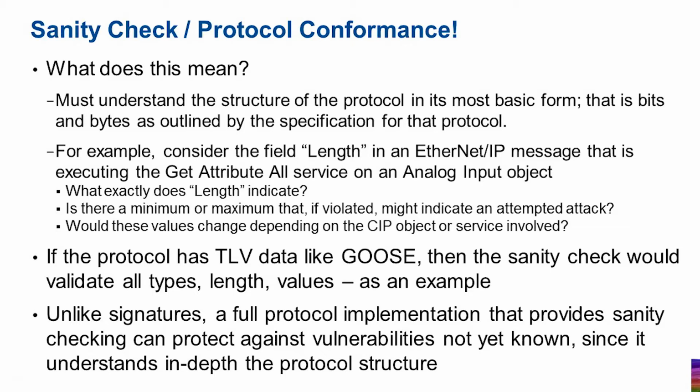So to build this, what do you need to know? Well, you need to really know the protocol inside and out. You need to get the RFC and understand, if I have some length field in an EtherNet/IP frame, what does that mean on a specific CIP service or CIP object, or for a Modbus frame, what does this really mean? With GOOSE, there are type-length-value fields. So you need to be able to iterate through these frames and look at what they mean and what the action is. Unlike a signature-based approach, you really need this all-knowing, full protocol implementation. That's the whole point of sanity checking.